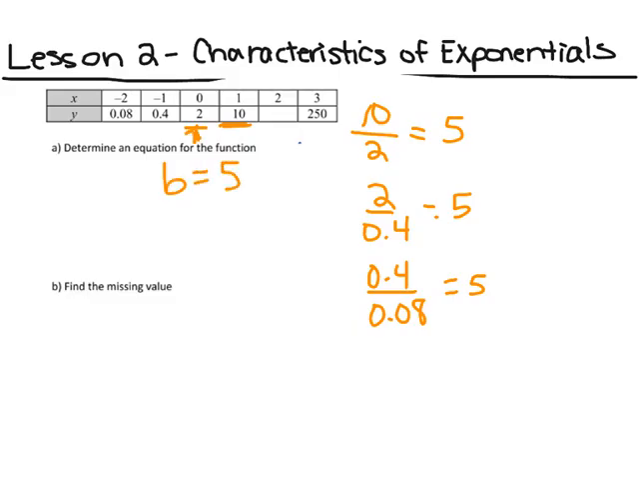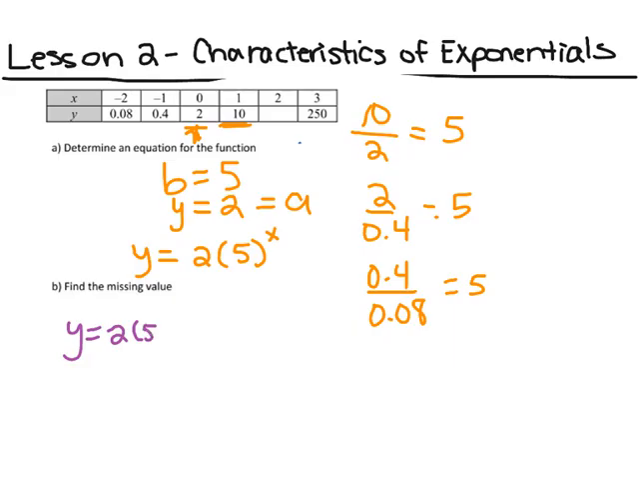Our y-intercept is when x equals 0. So when x equals 0, our y is 2, so this means our a is 2. So our equation is y equals 2 times 5 to the power of x. Now to find the missing variable, we can do it in a couple ways. The first way is to just use the equation we just made. So y is equal to 2 times 5 to the power of 2. 2 times 25 is 50.